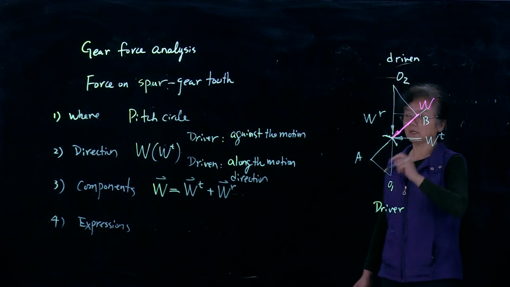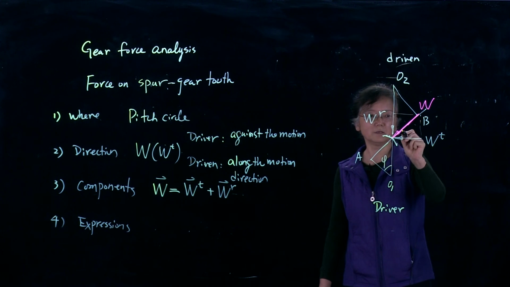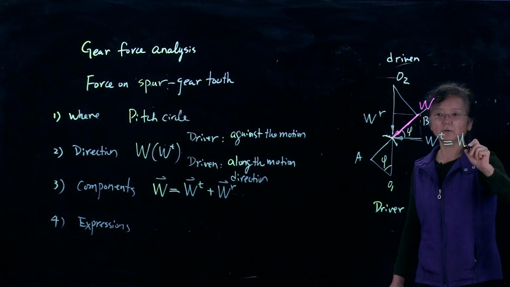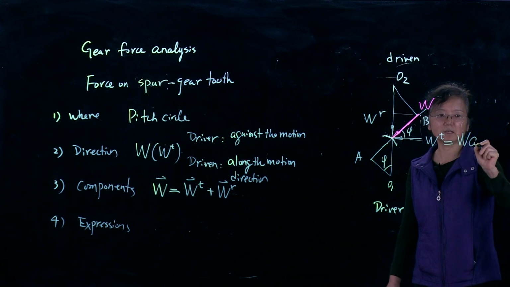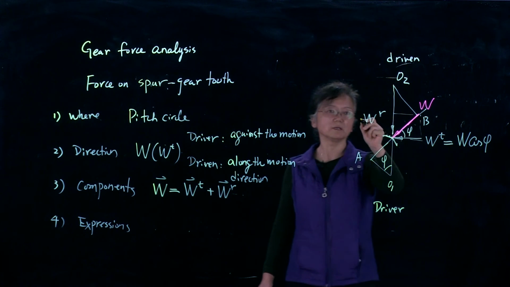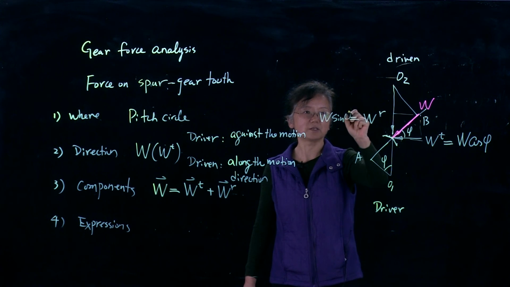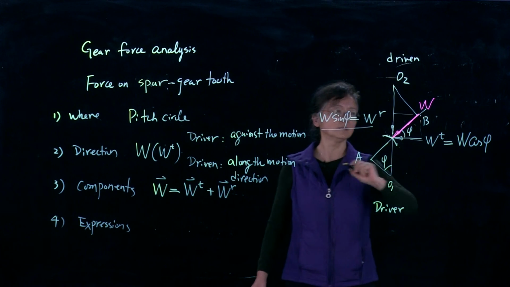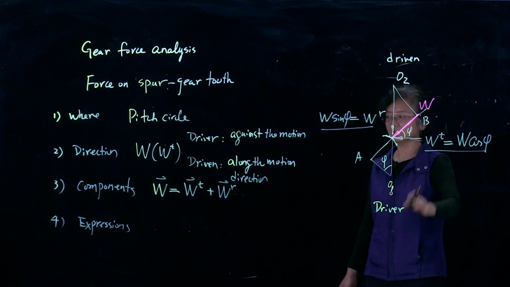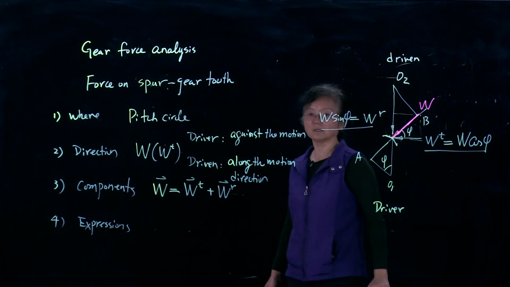So we can write down expressions very easily. And what is this angle? This is the pressure angle. So W_T equals W times cosine of the pressure angle, and W_R equals W times sine of the pressure angle. So we get two expressions for the forces. This force is split into these two components.